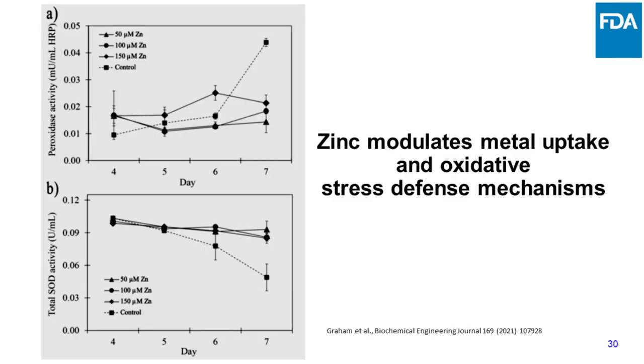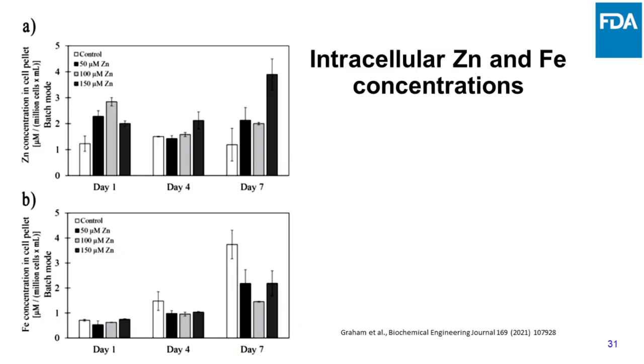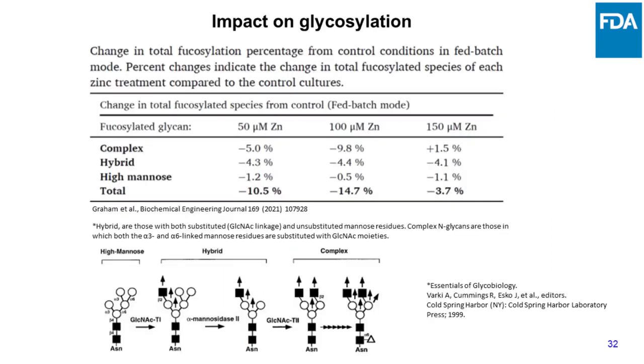We also noticed that the iron and zinc were inversely correlated in the sense that the iron concentration, this is the superoxide dismutase. The peroxidase activity was higher in the untreated controls, whereas in zinc treated it was less, whereas superoxide dismutase activities were higher in zinc treated samples compared to the control. Therefore, oxidative stress defense mechanisms are also affected by zinc concentration.